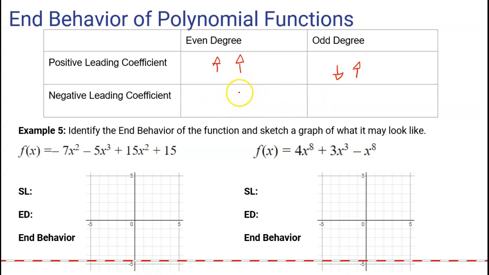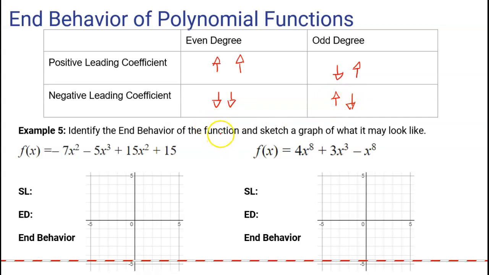And if our coefficient is negative and our degree is even, we will have a decrease on both sides. And if our coefficient is negative and our degree is odd, then we will have an increase on the left and a decrease on the right. This is literally just what those arrows are doing that you see on your functions.